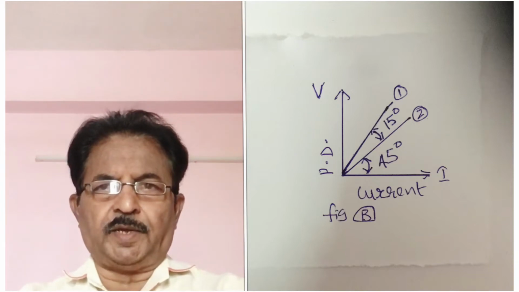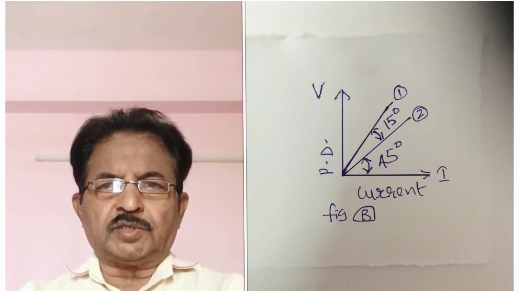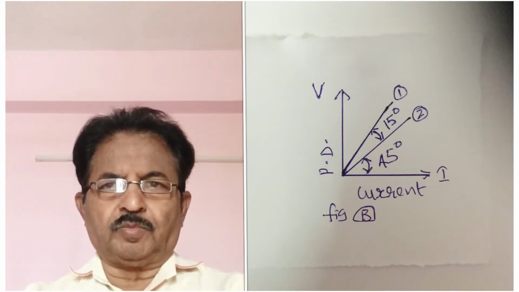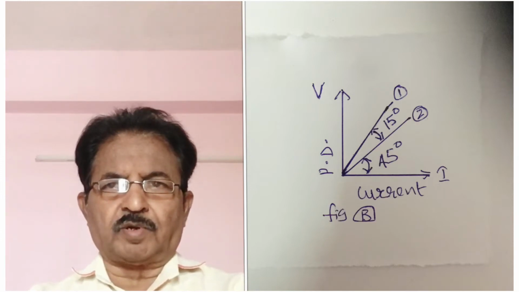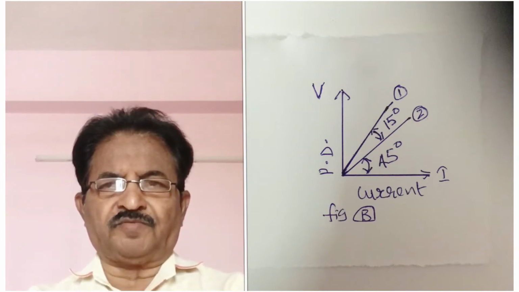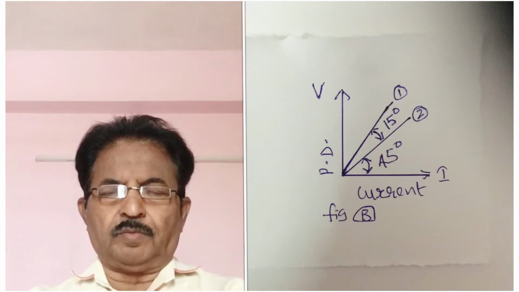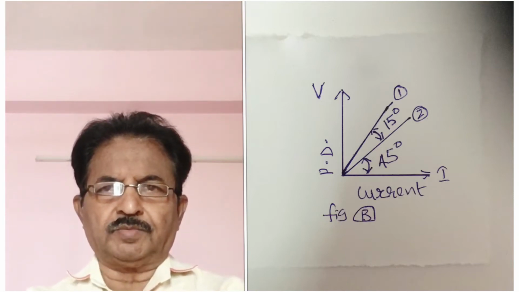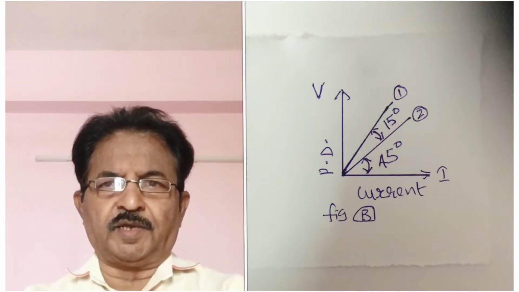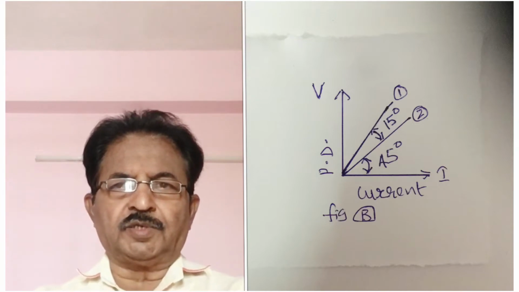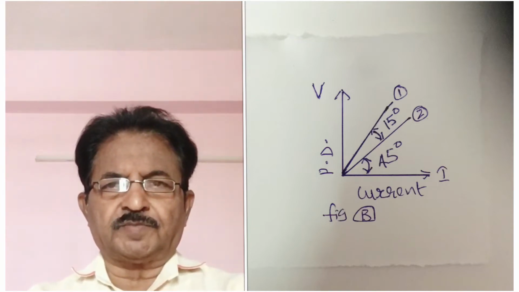Now let us see again. What does the slope give? First let us think of the slope. If the slope does not give our parameter, then we can think of the area. Slope is equal to y coordinate by x coordinate. That is, in this case, V by I. From Ohm's law, we know that it is nothing but resistance.